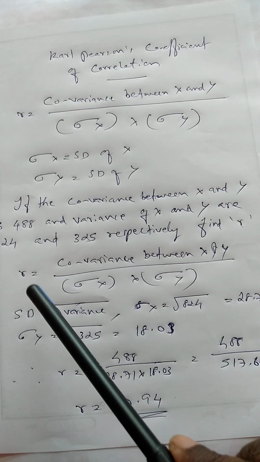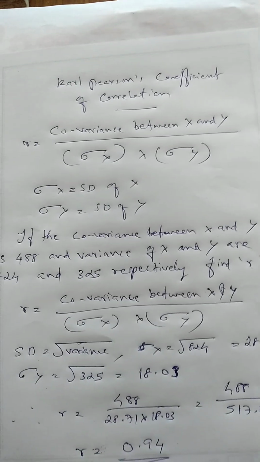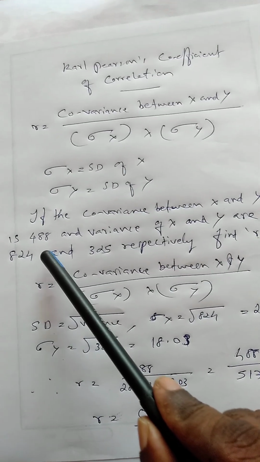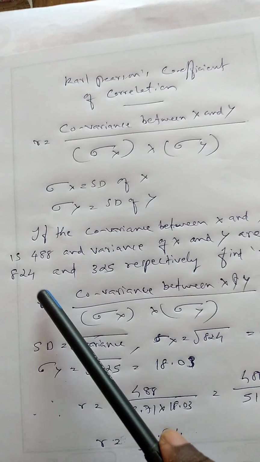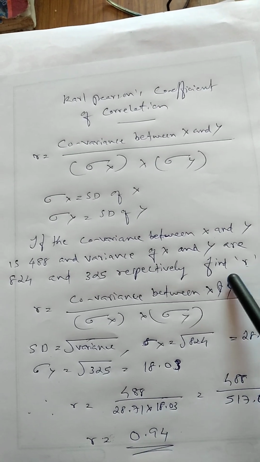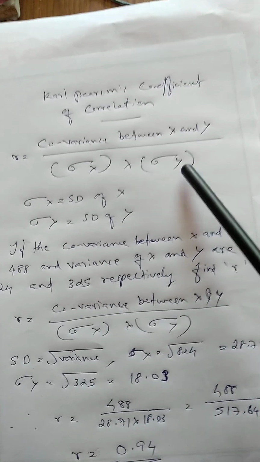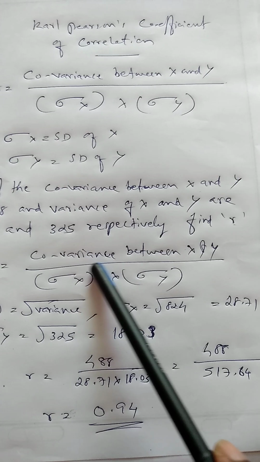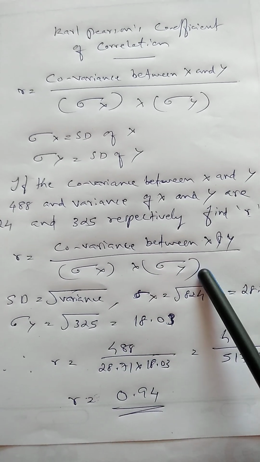Okay. Once more, come to this question. The question looks like this. If the covariance between x and y is 488 and variance of x and y are 824 and 325 respectively, find R. Find Karl Pearson's coefficient of correlation. So this is the question. What's the formula? Karl Pearson's coefficient of correlation is equal to covariance between x and y divided by standard deviation of x into standard deviation of y.